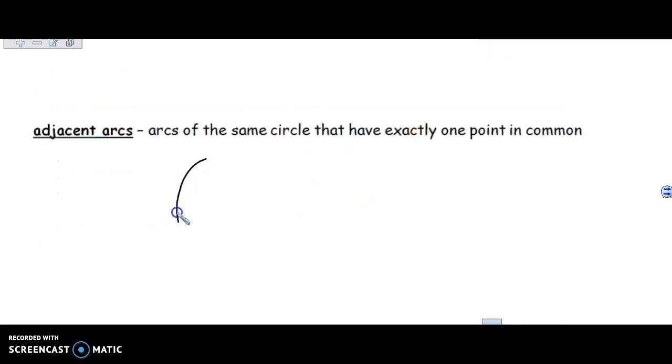Okay, if we're talking about adjacent arcs, remember that adjacent means right next to. So if I'm talking about this pink arc and this blue arc, you would say that they are adjacent to each other because they have exactly one point in common, okay? So they're right next to each other.